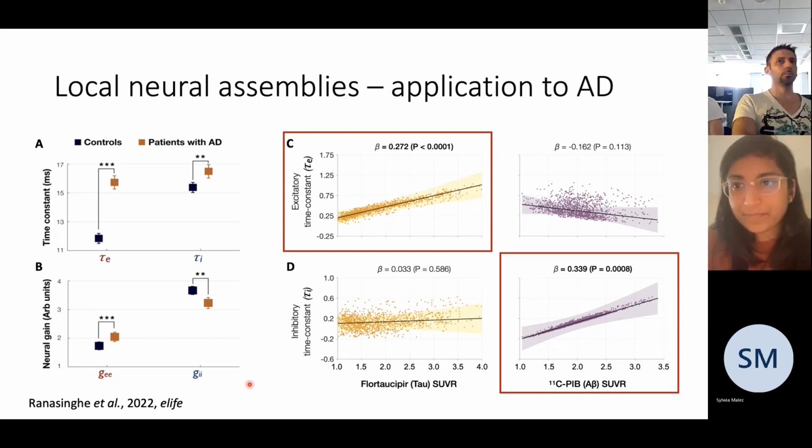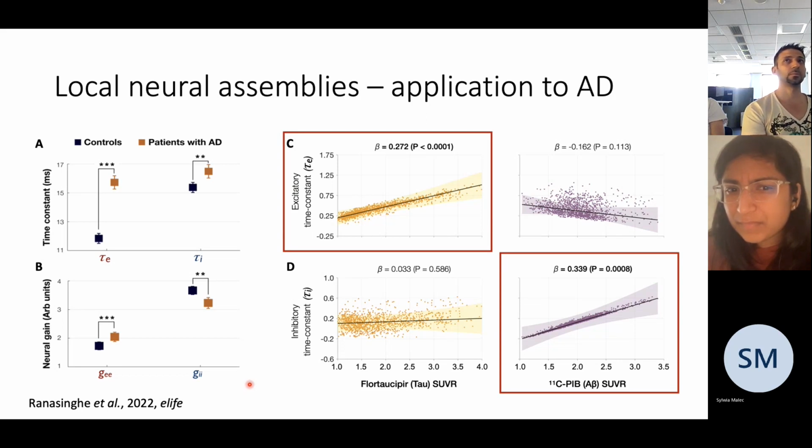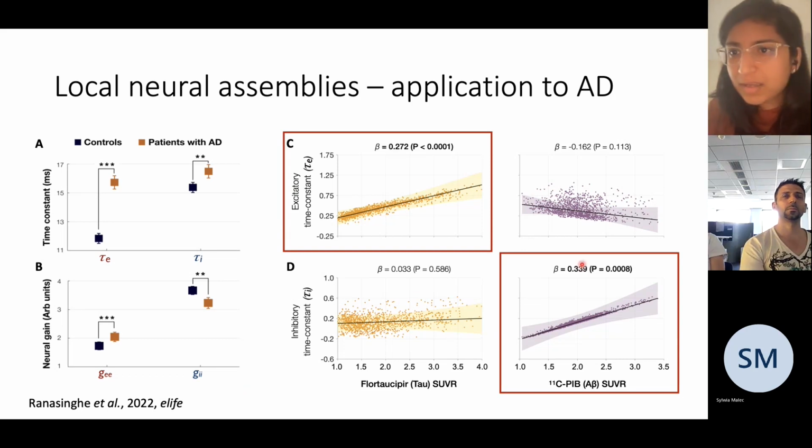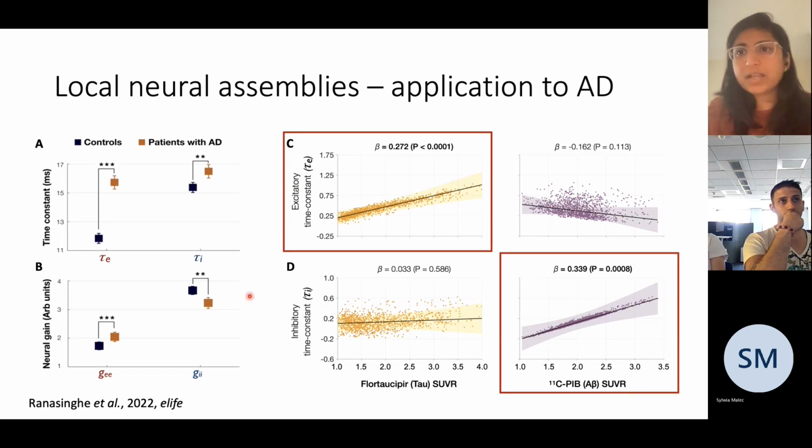The correlation is for beta band activity. Sorry? This correlation of excitatory activity with tau and inhibitory activity with A beta, is it for beta band activity? She's asking if it's specific for beta bands. No, it's not specific to beta band. So the constants that we obtained were from looking at the entire spectra from 1 hertz to 40 hertz, 35 hertz. So it's not that we were only trying to fit to a particular frequency band.